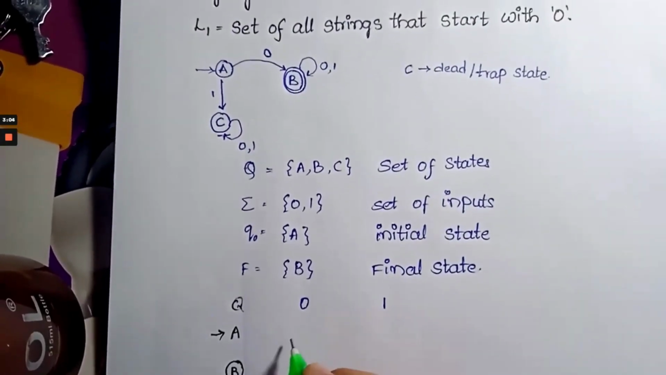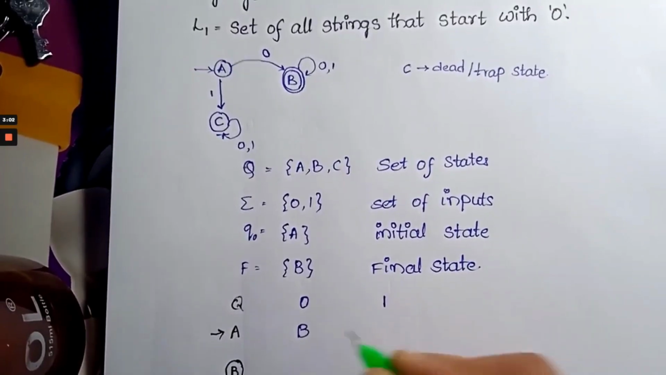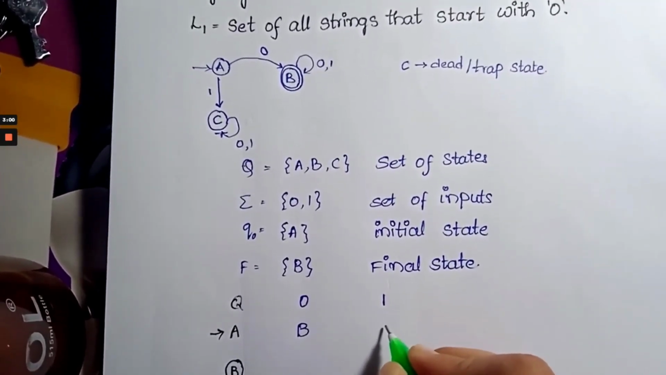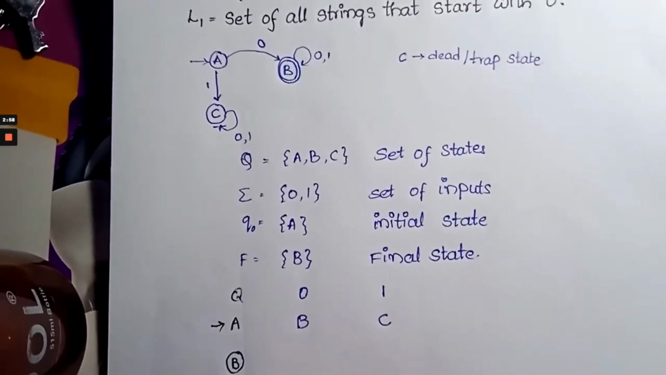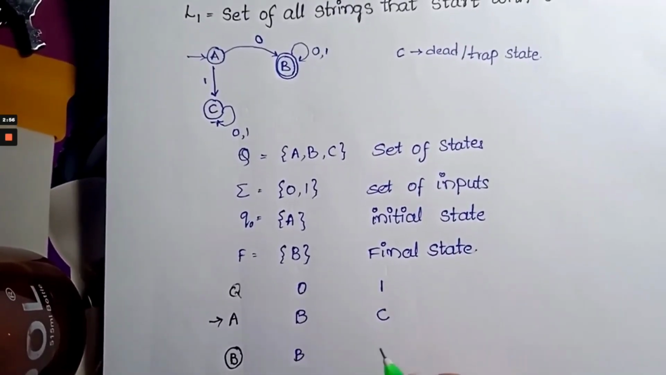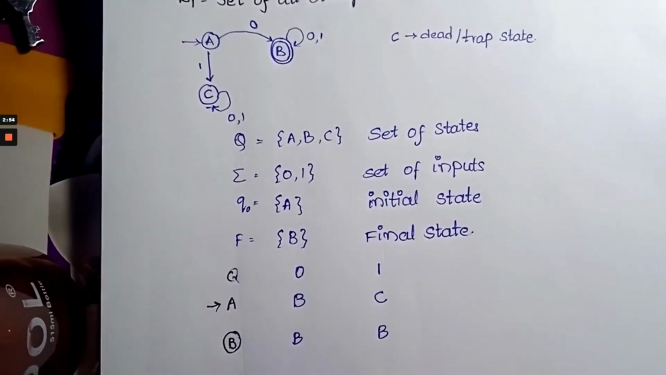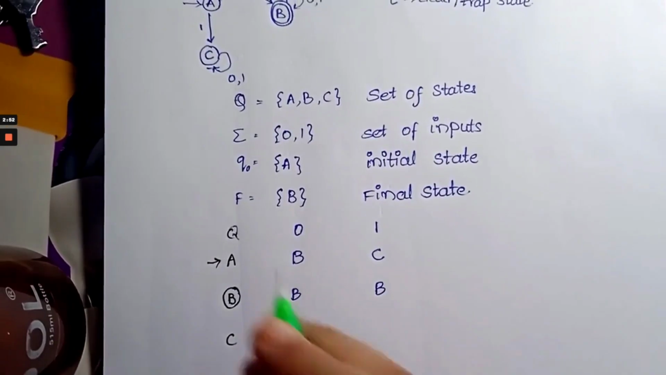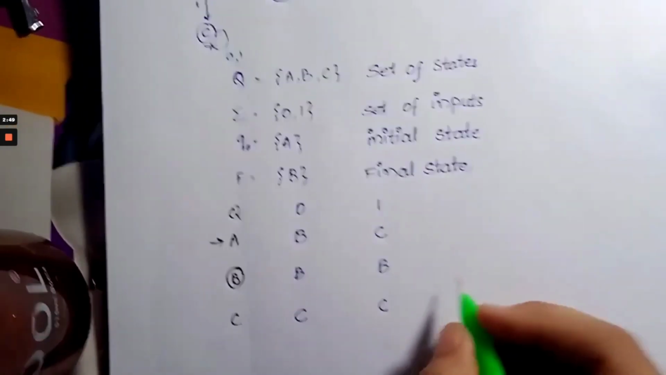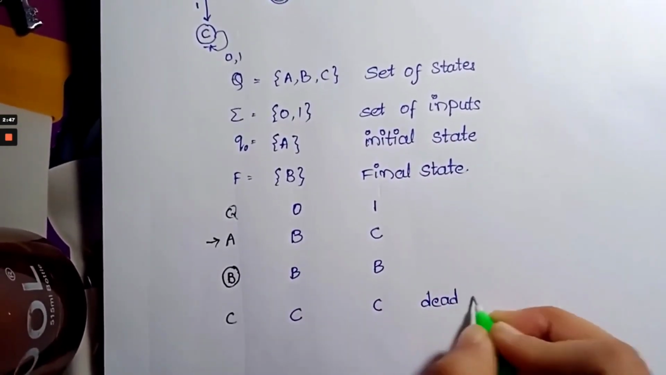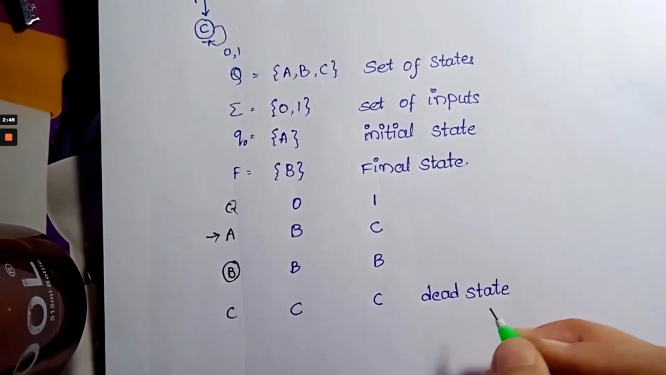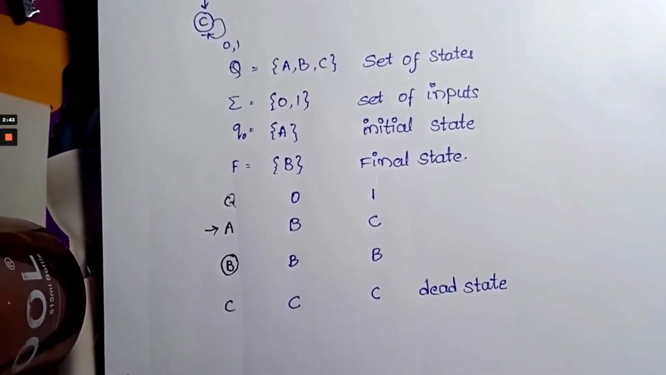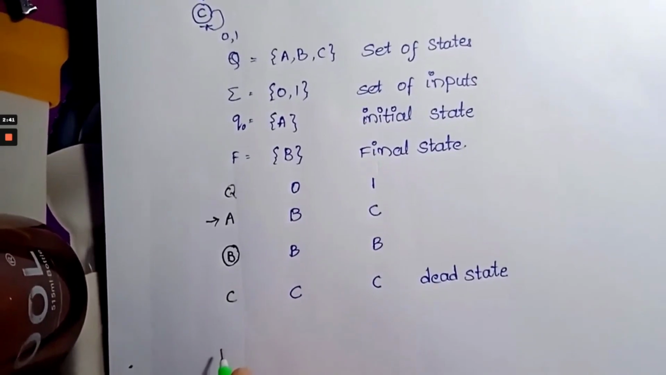So here we are going to draw the transition table. If 0 is the input for A, it will reach B. If 1 is the input for A, then it will reach C. If 0 is the input for B, it will reach the same state B. If 1 is the input, then it will reach the same state B. For C, both inputs will reach the same state C, where C is the dead state here.